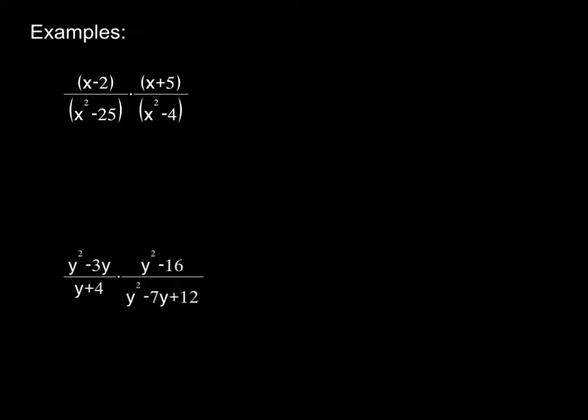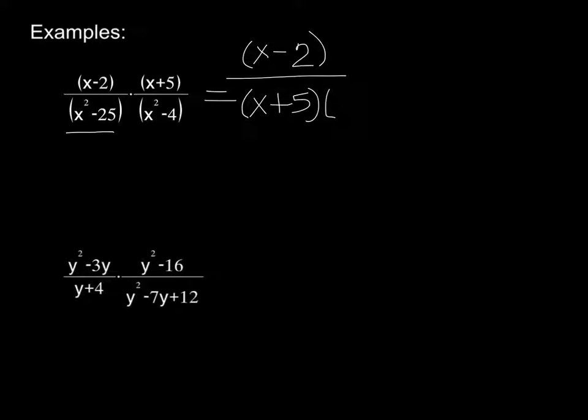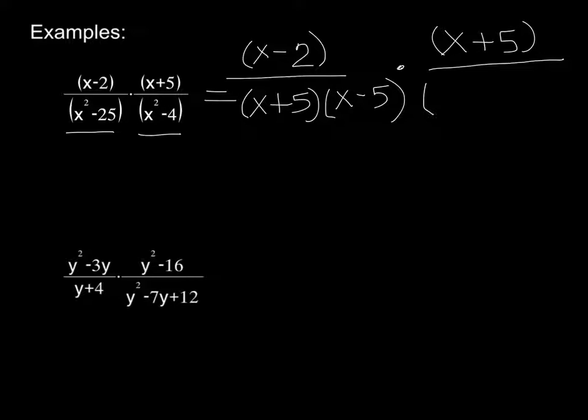So here's our first example of a polynomial rational expression. I am going to first factor. Obviously this first numerator does not factor, but you might notice that the denominator here is a difference of 2 squares and factors as x plus 5 times x minus 5. Our numerator on our second fraction is just x plus 5, and this denominator also is a difference of 2 squares, x minus 2, x plus 2.